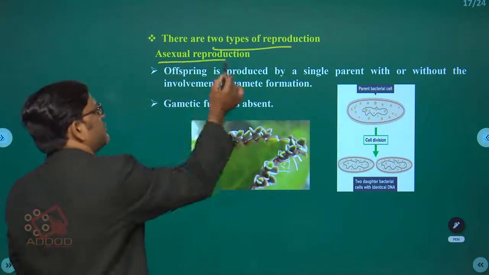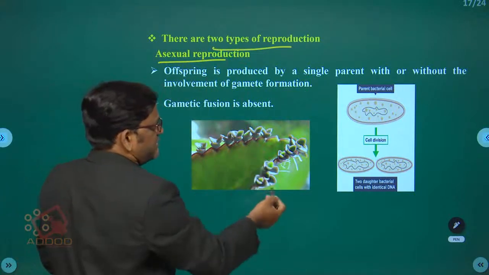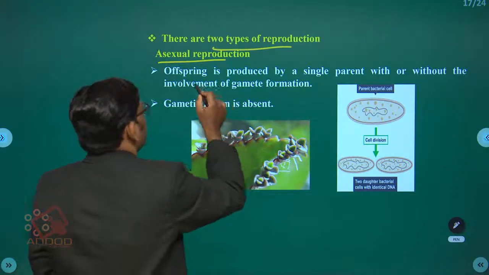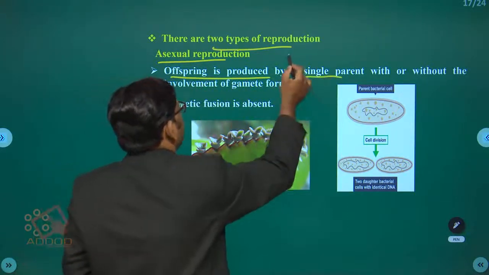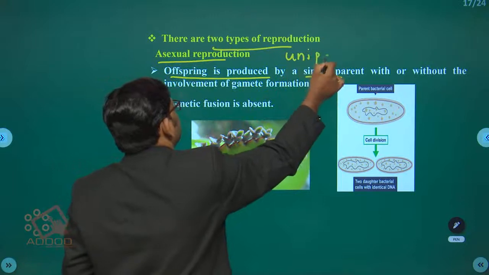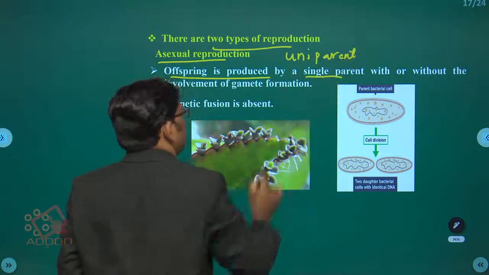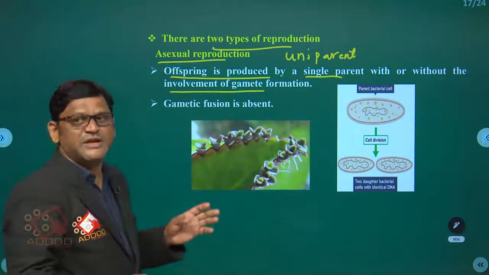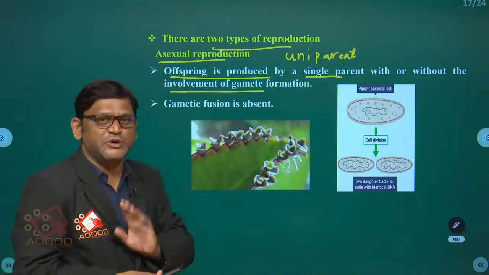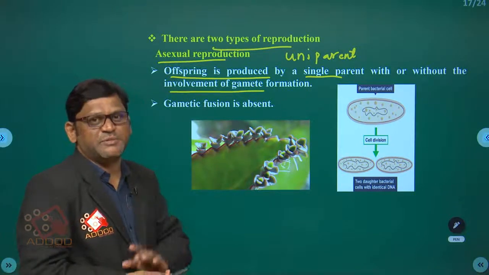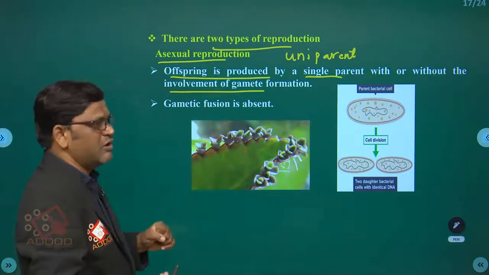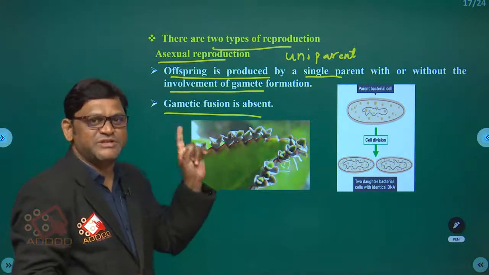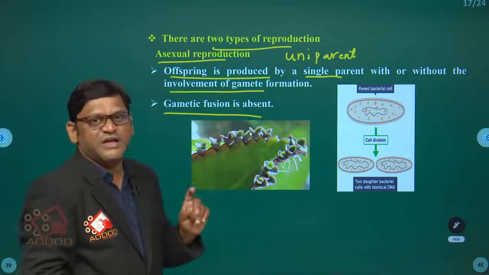One is asexual reproduction. Here you can see the best example for asexual reproduction. You can take these plants, you can take this bacteria, where the offsprings are produced by a single parent. So simply we can say it is a uniparental reproduction. Only one parent is involved, with or without involvement of gamete formation. Only one individual is involved. Here gametic fusion is absent. Generally, gametic fusion is present in sexual reproduction. It is absent in asexual.